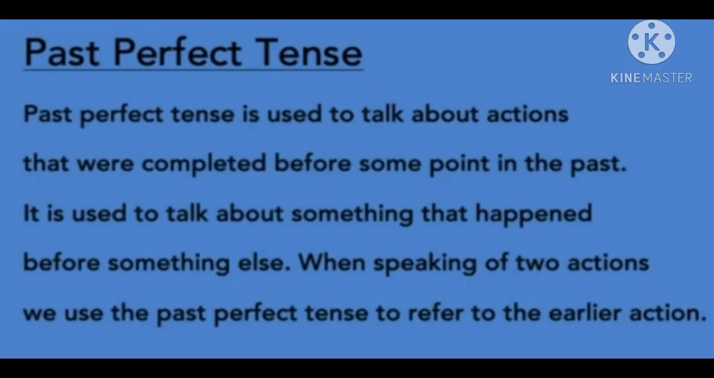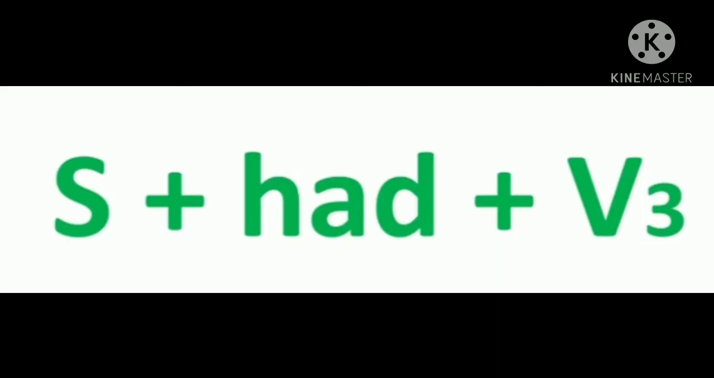Past perfect tense is used to talk about actions that were completed before some point in the past. It is used to talk about something that happened before something else. When speaking of two actions, we use past perfect tense to refer to the earlier action. The structure of past perfect is subject plus had plus V3 form.